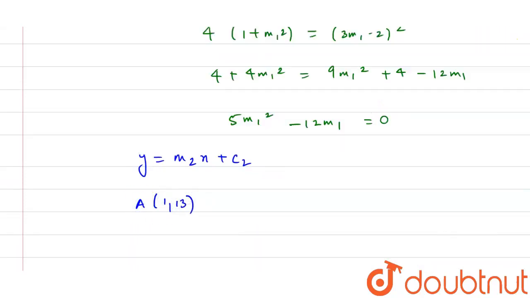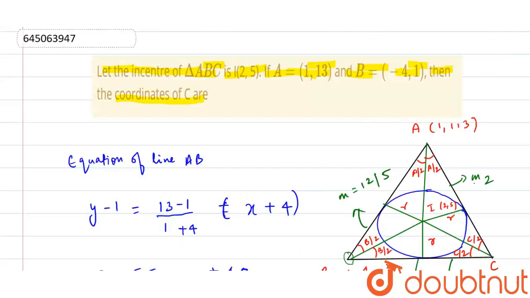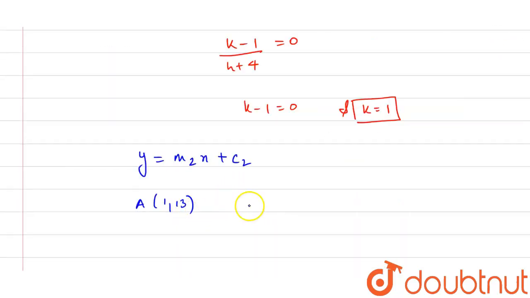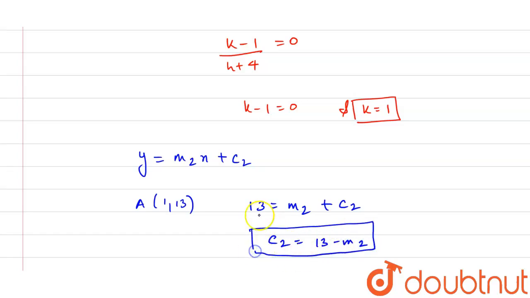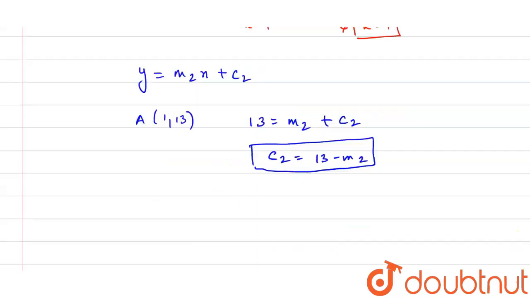A coordinate is 1 comma 13. So we can put this value, that is y value is 13. So 13 is equal to m2 multiply 1 plus c2. So the value of c2 is equal to 13 minus m2. This is the value. Now our required equation will become, if we put this value here, y is equal to m2x plus c2, whose value is 13 minus m2.